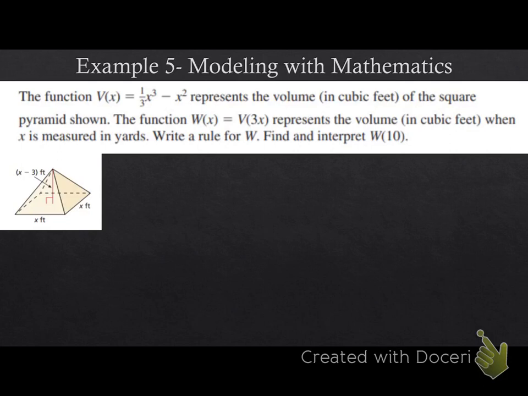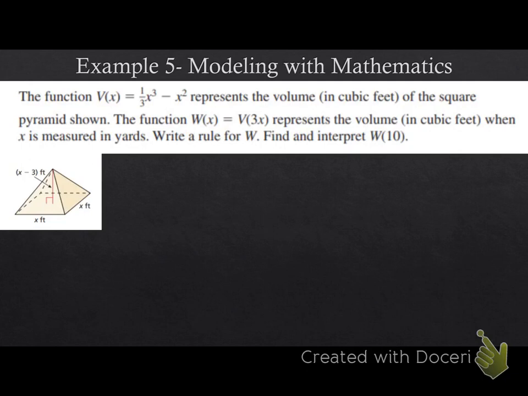The function v of x equals 1/3 x to the third minus x squared represents the volume in cubic feet of the square pyramid shown. The function w of x equals v of 3x represents the volume in cubic feet when x is measured in yards. Write a rule for w. Find and interpret w of 10.